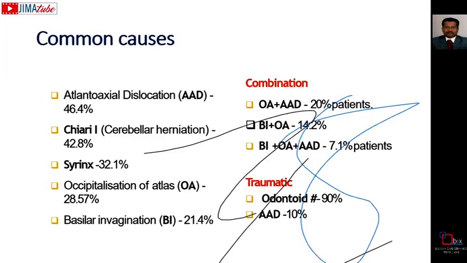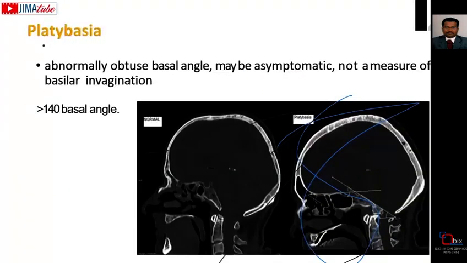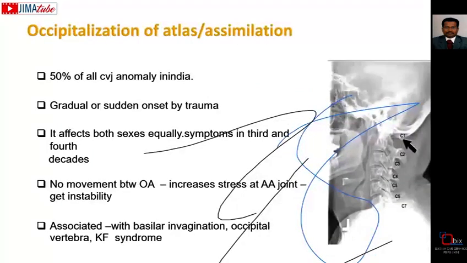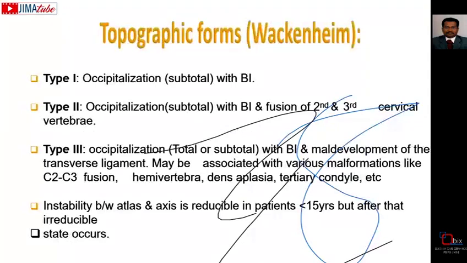It's normally obtuse, not a measure of basilar invagination. More than 140 degree is the basal angle. Atlas occipitalization forms 50% of all CVJ anomalies. Onset is gradual or sudden by trauma, it affects both sexes equally, and is associated with basilar invagination, occipital vertebra and Klippel-Feil syndrome. So these are the types of atlas occipitalization.